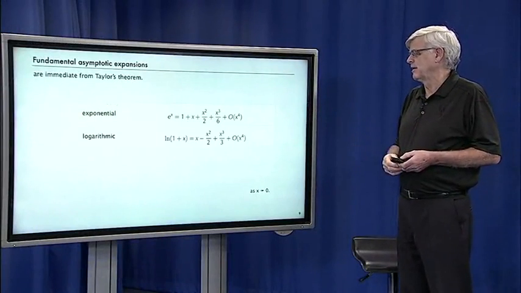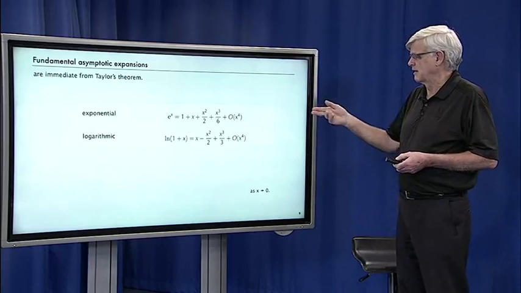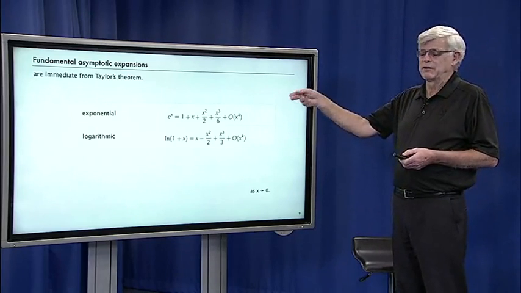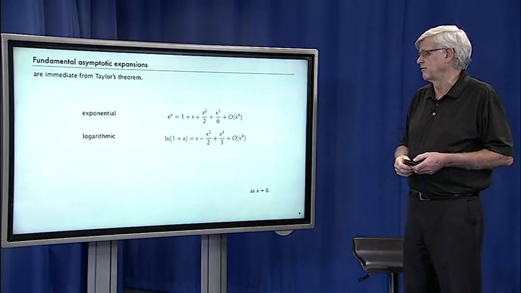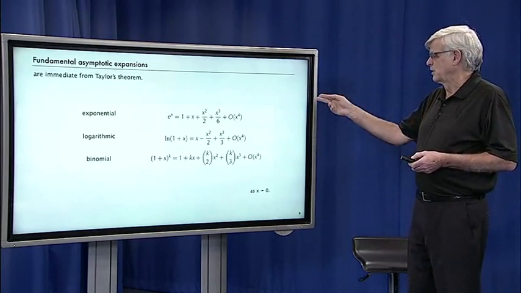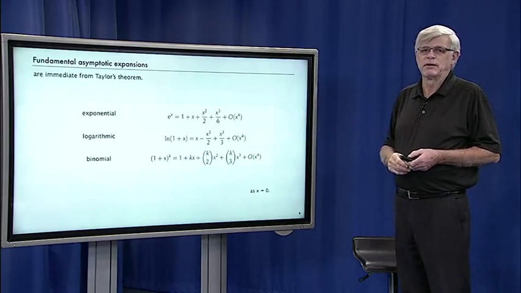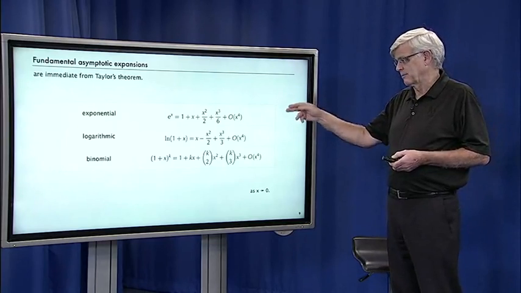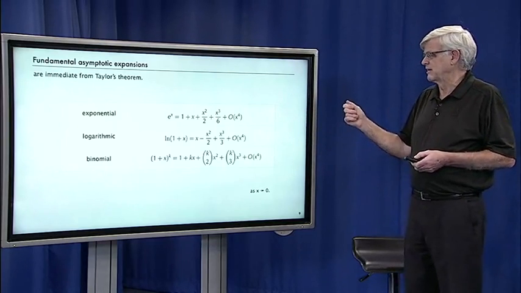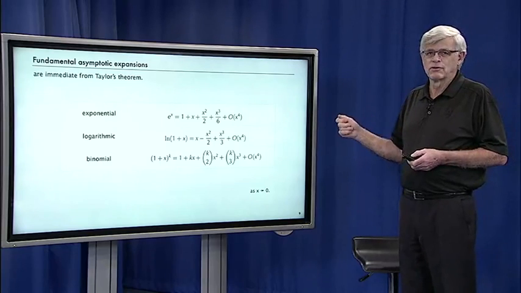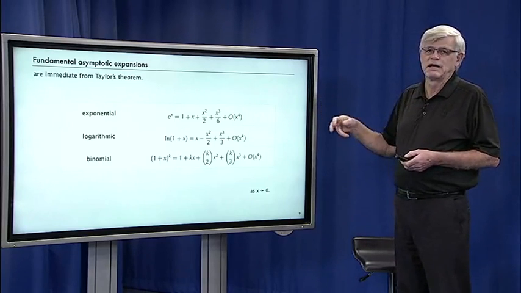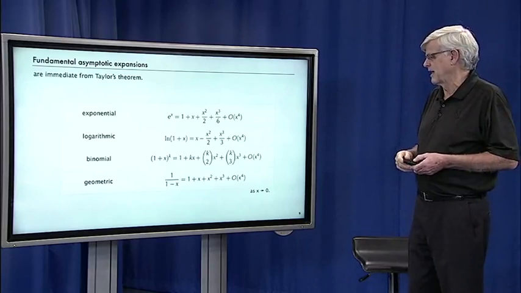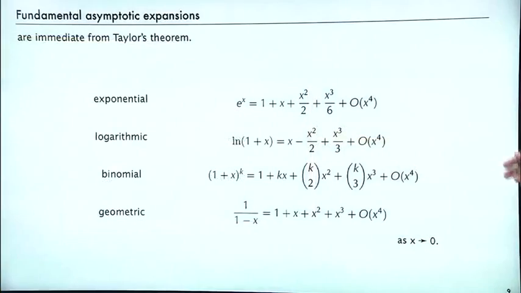Again, these are just immediate from Taylor's theorem, where the term of x to the n over n factorial is the nth derivative of the function. So we looked at all of these when we talked about expanding generating functions. The difference now is with asymptotics, we're only interested in taking a couple of terms for the purpose of being able to accurately compute values. So those are standard examples. Now Taylor's theorem gives these for x goes to 0.